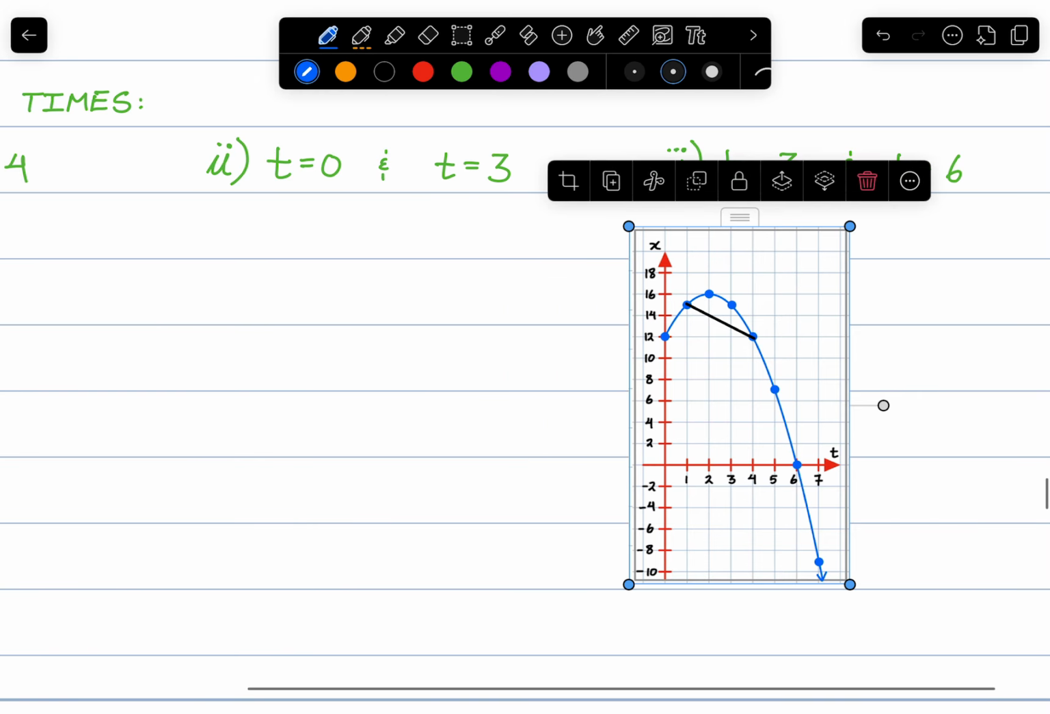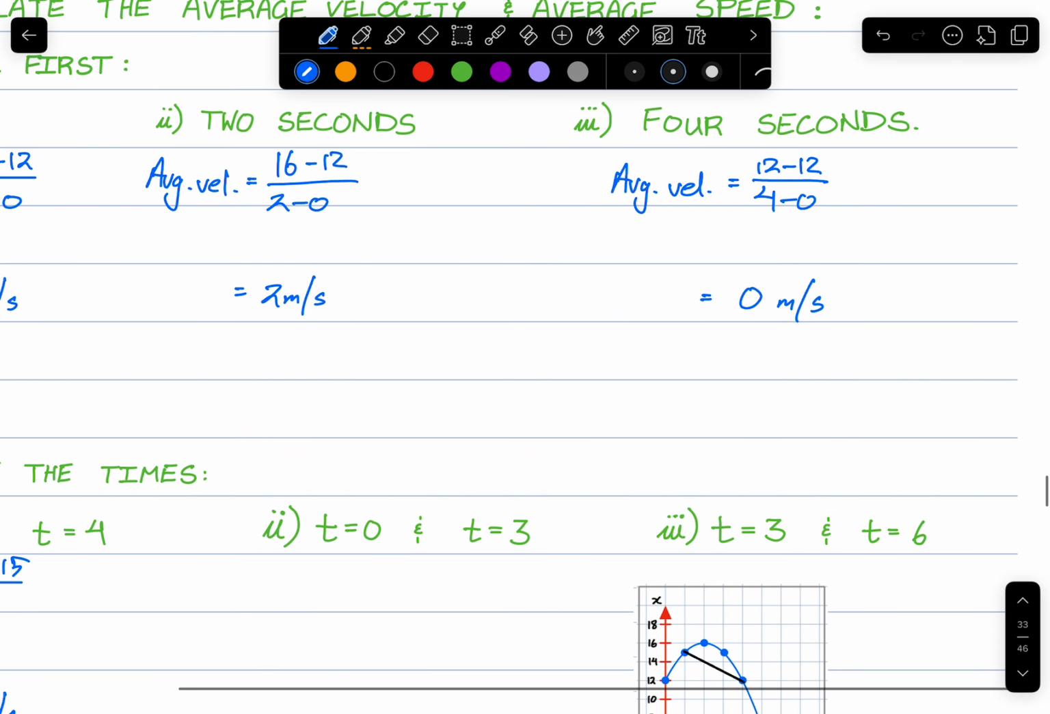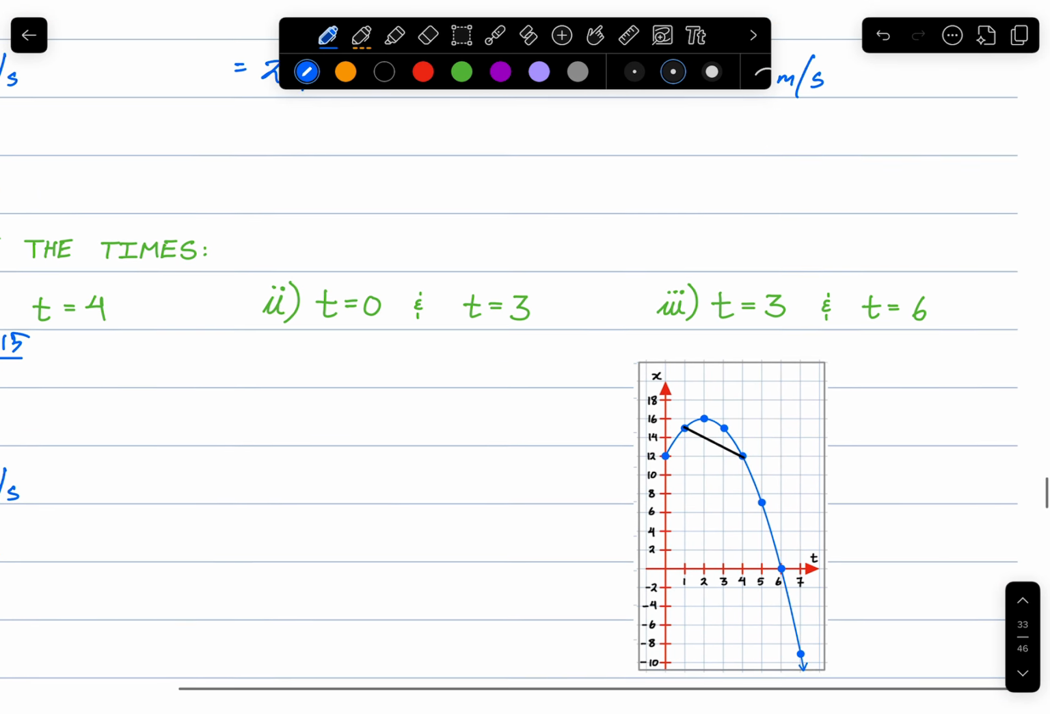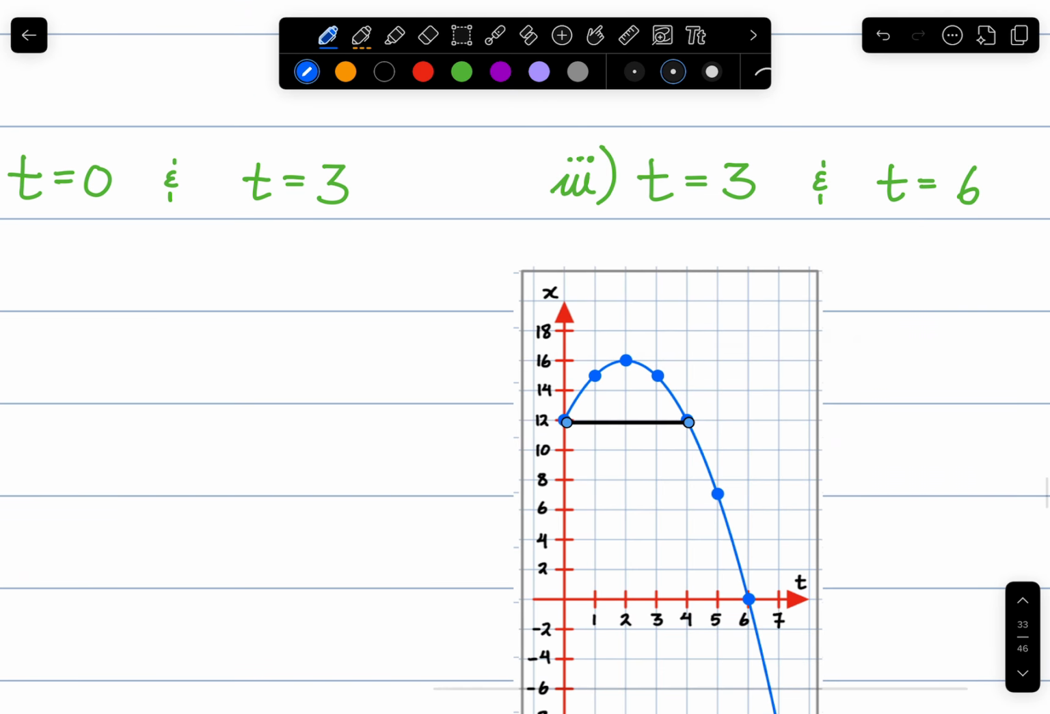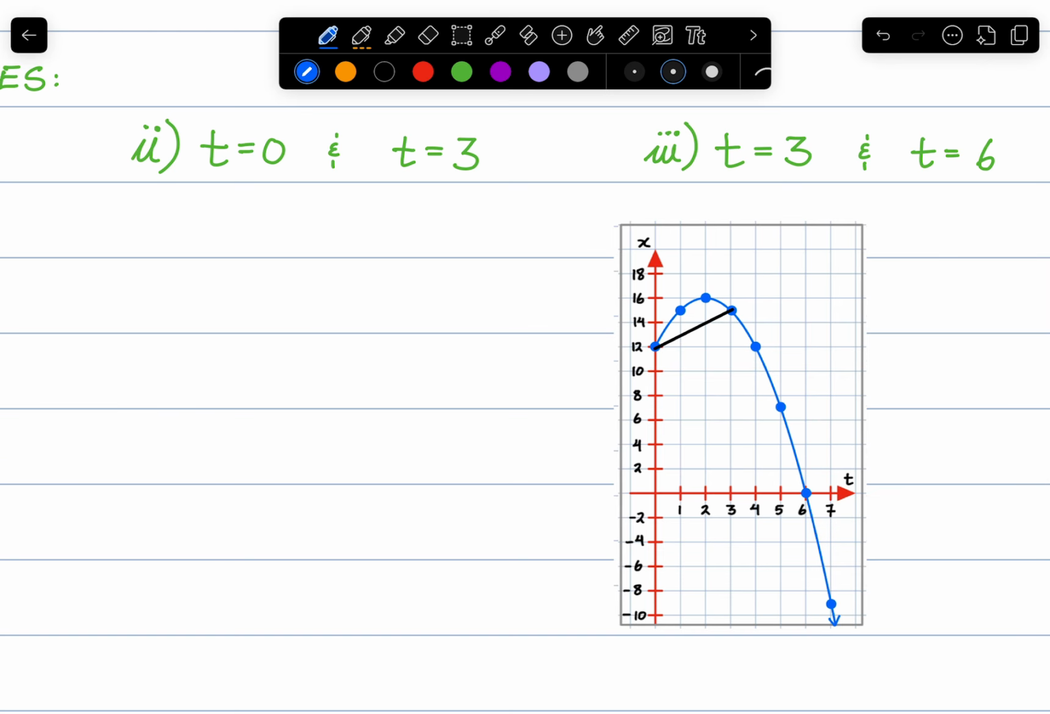Keep going with this one. From 0 to 3. Oh, that's actually the first 2 seconds. 0 to 3, sorry. From 0 to 3 is this one here. Okay, so the average velocity is equal to, went to 15 from 12 divided by 3 seconds, so 3 minus 0. It's going to be 3 on 3, which is 1 meter per second.